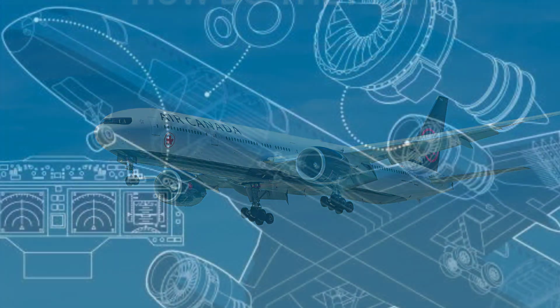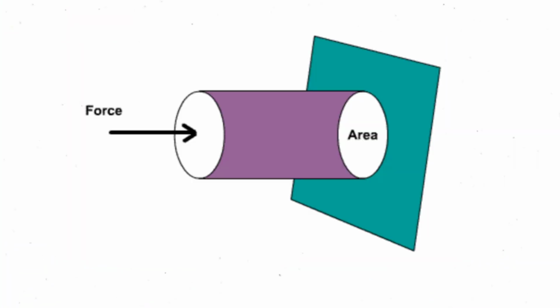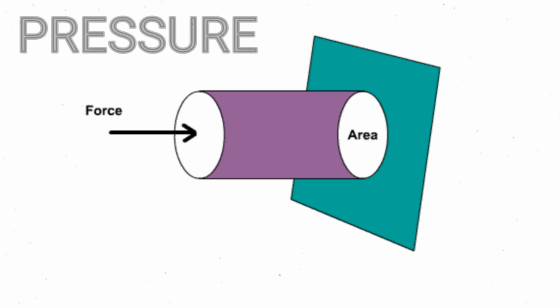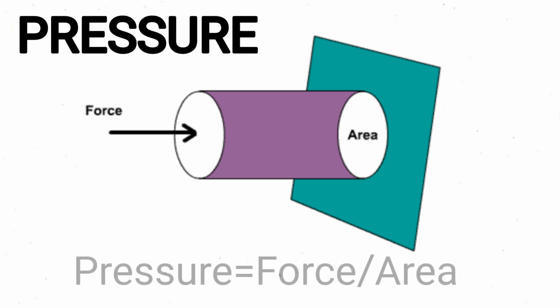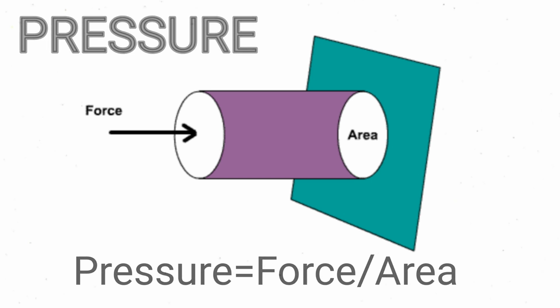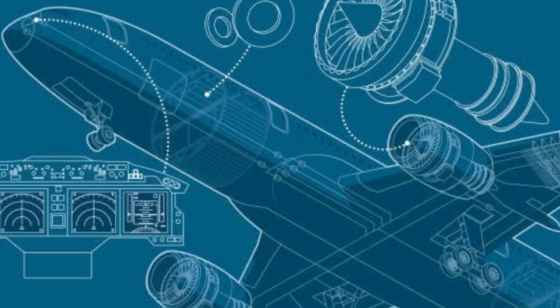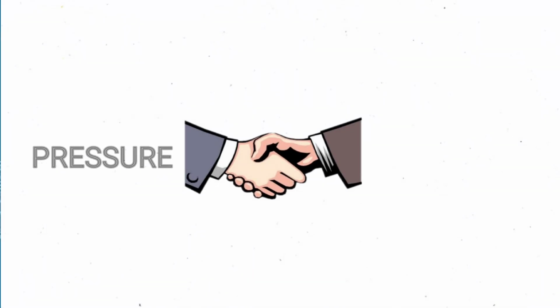For this you need to know what is lift, and to know what is lift you need to know what is pressure and how pressure relates to lift. Basically, pressure is a force acting on a particular area. Also, the more the force acting on an area, the more the pressure. Here you need to learn one relation, that is between pressure and velocity.